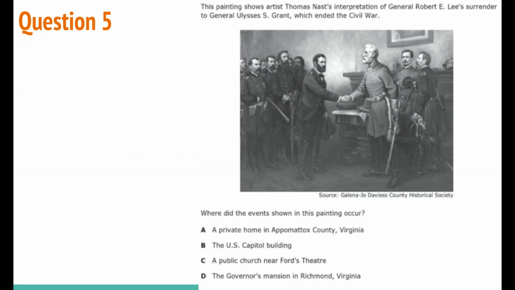And the last question, I believe: where did the events shown in this painting occur? So we've got Thomas Nast's interpretation of Robert E. Lee's surrender to General Ulysses S. Grant, ending the war. You've got Grant on the left, Lee on the right. Where does this all happen? Was it A, a private home in Appomattox County, Virginia? B, the U.S. Capitol building? C, a public church near Ford's Theater, where Lincoln was assassinated? Or D, the governor's mansion in Richmond, Virginia? Take a moment. Hopefully you know the answer is A.